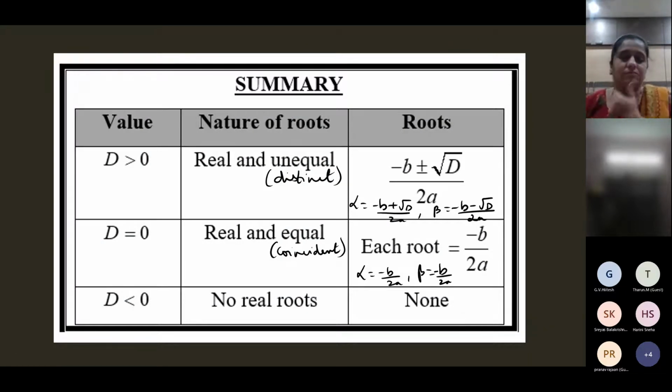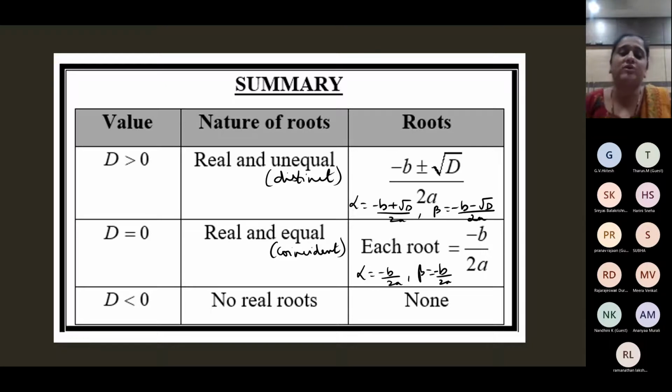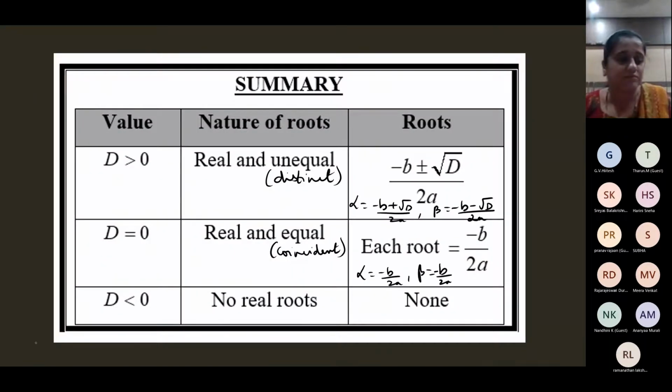All right. So less than zero, imaginary roots. Equal to zero, equal roots, coincident roots, where alpha is minus b by 2a and beta is minus b by 2a. Greater than zero, unequal roots. Both the cases are real roots only. If there are roots, that means there are real roots only. In both these cases, real roots. This one is not real, it is imaginary.